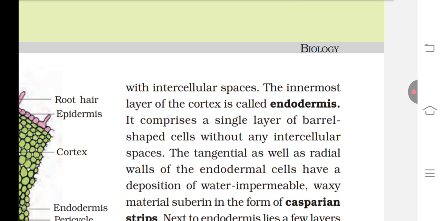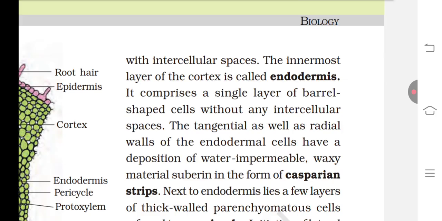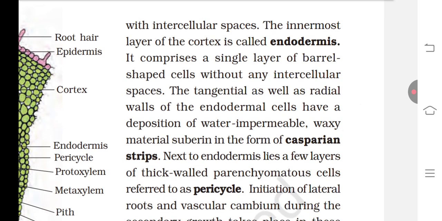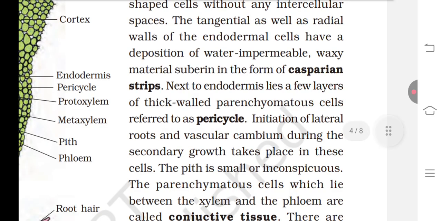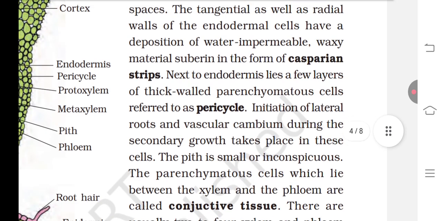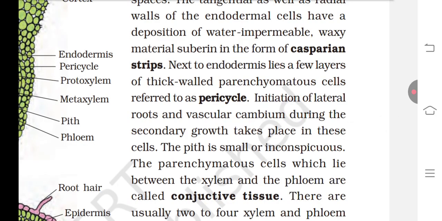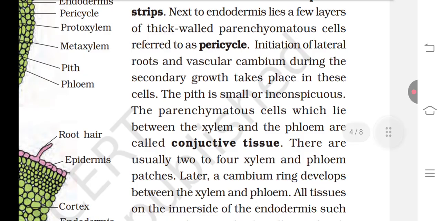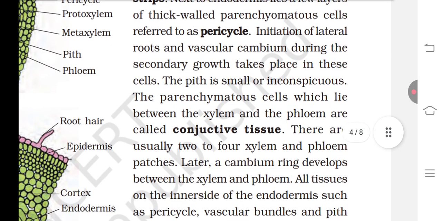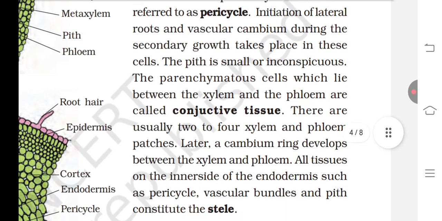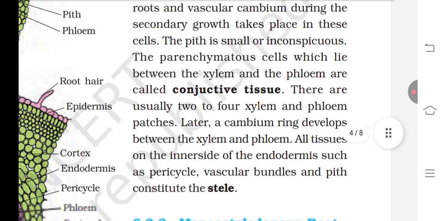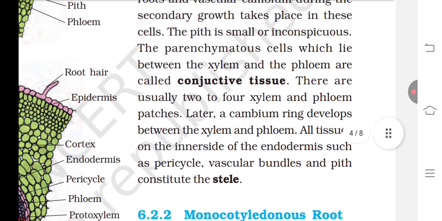With intercellular spaces, the innermost layer of the cortex is called the endodermis. It comprises a single layer of barrel-shaped cells without any intercellular space. The tangential as well as the radial walls of the endodermal cells have deposition of water-impermeable waxy material suberin in the form of Casparian strips. Next to the endodermis lie a few layers of thick-walled parenchymatous cells referred to as the pericycle. Initiation of lateral roots and vascular cambium during secondary growth takes place in these cells.